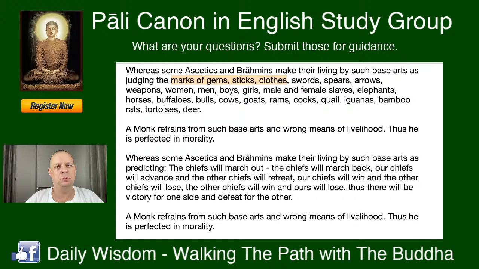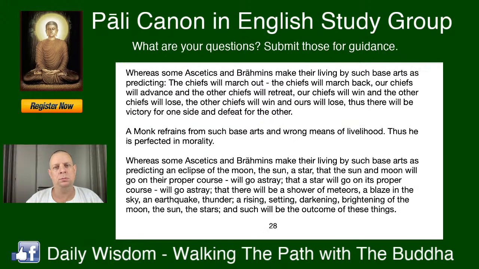Whereas some ascetics and Brahmins make their living by such base arts as predicting the chiefs will march out, the chiefs will march back, our chiefs will advance and the other chiefs will retreat, our chiefs will win and the other chiefs will lose, the other chiefs will win and ours will lose. Thus, there will be victory for one side and defeat for the other. A monk refrains from such base arts and wrong means of livelihood. Thus, he is perfected in morality.